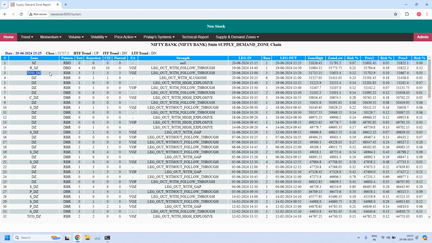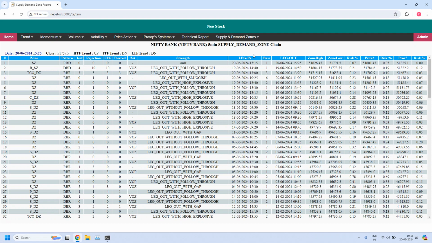And a demand zone. This is a low priority, high liquidity demand zone created today, but it is already pierced. So it's not valid anymore. And one more zone is also created today. One rejection happened from this. So these are the zones created today. So this is about Nifty and Bank Nifty supply demand zone chain.